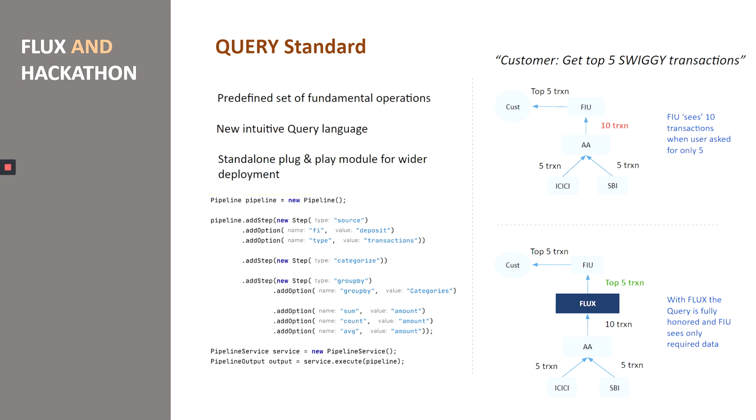So here is a code snippet of how that categorization pipeline actually looks like inside Flux. Currently, the way things work in the account aggregator ecosystem, FIUs are expected to bring all data to their code, and we hope that data is used for intended purposes. It's entirely up to FIUs to honor the purpose code. With Flux and a query layer, code now moves to the data, and FIUs can only see the required data, as it's clear from this example.